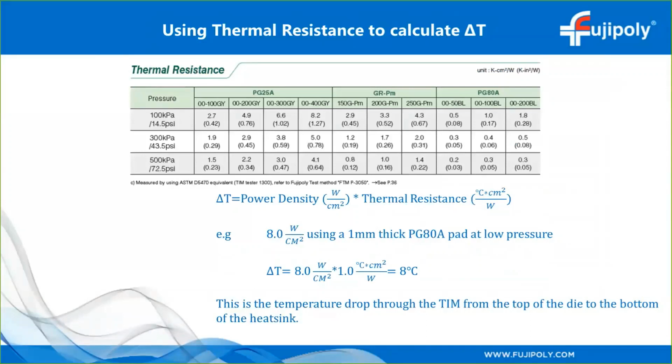One example would be an 8 watt per centimeter squared power density using a 1 millimeter thick PG80A pad at low pressure. So delta T would be equal to 8 watt per centimeter squared. And then if you look up at the PG80A table, 00-100BL at 100 kilopascals, we report a thermal resistance of 1 degree C centimeter squared per watt. So you multiply the two figures and that'll give you a delta T of 8 degrees Celsius. This is the temperature drop through the TIM from the top of the die to the bottom of the heatsink.